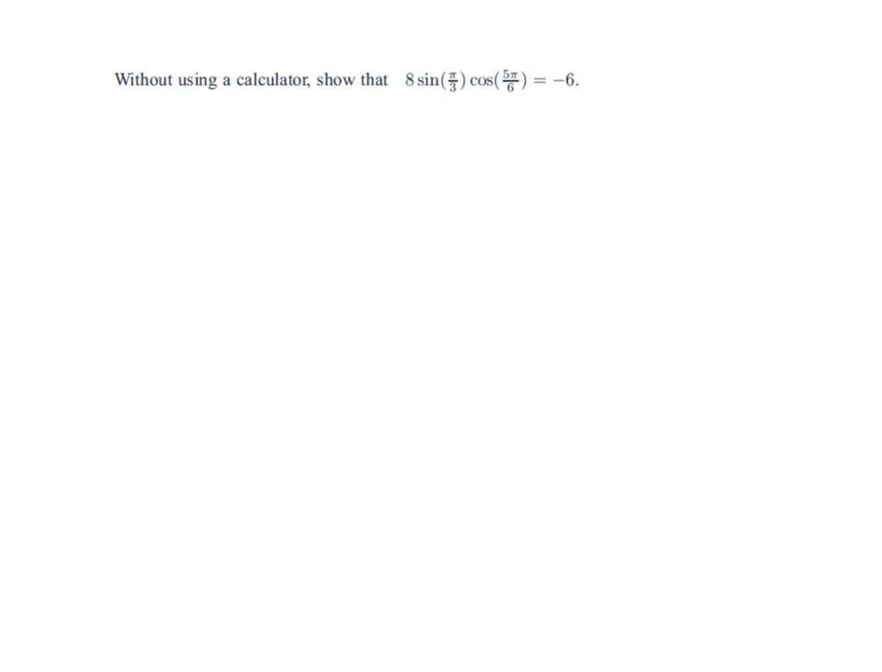Without using a calculator, show that 8 sine of pi over 3 times cosine of 5 pi over 6 is equal to negative 6. So we need to locate pi over 3 and 5 pi over 6. Let's do it on a separate graph. Pi over 3 is the 60-degree angle. Sine is the y-coordinate, so that becomes square root of 3 over 2. So this is the value for sine of pi over 3.